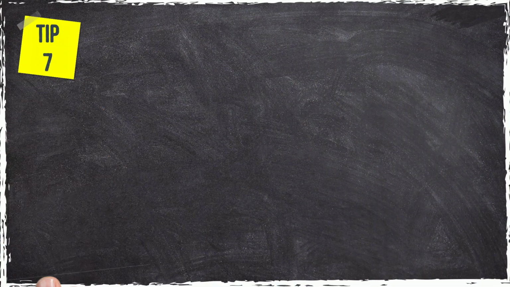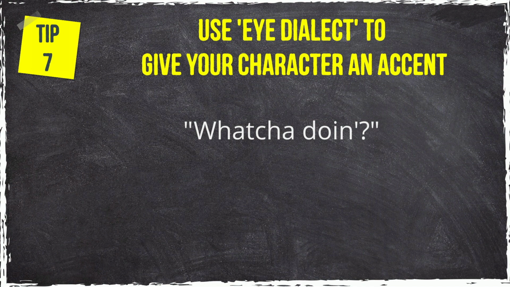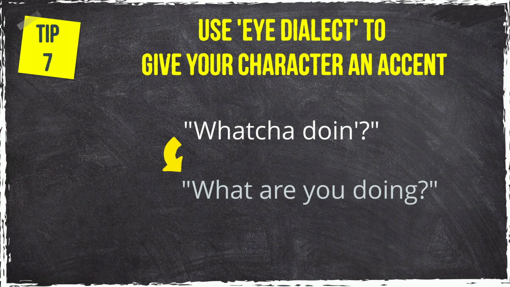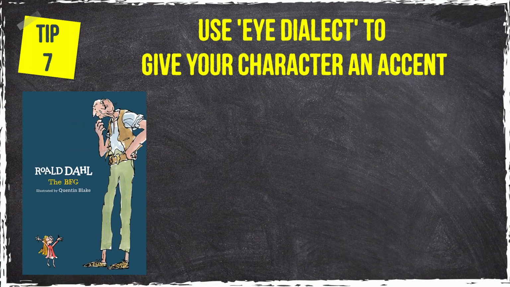Tip 7. Use I-dialect to give your character an accent. I-dialect is when you spell a word phonetically to represent the accent of the person speaking. Roald Dahl used this really effectively in the BFG to give the giant his very unique voice.